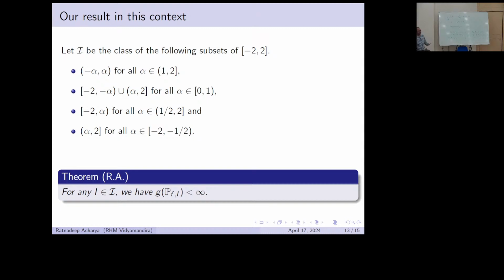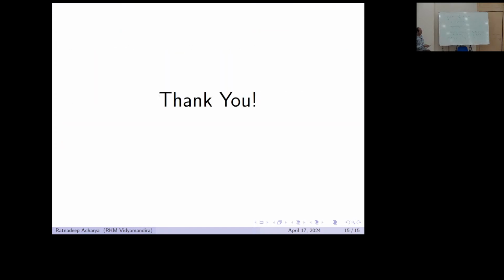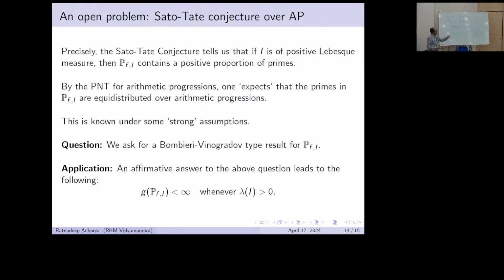So of course, from this it is obvious that what is still open is to prove G of PFI is finite whenever lambda of I, the Lebesgue measure, is positive. But that requires a Bombieri-Vinogradov type of result for PFI, which is not known unconditionally. Okay, so that's all.